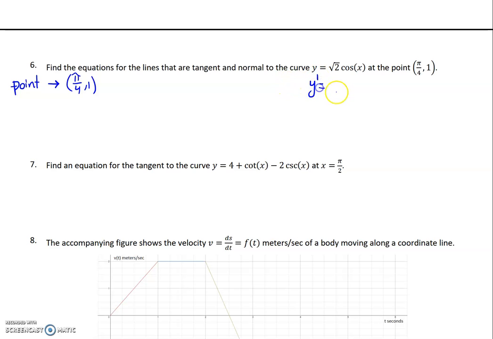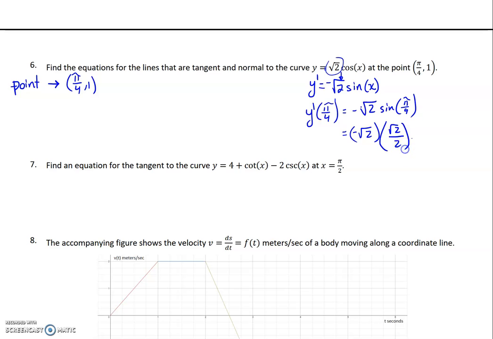We're going to take the derivative. Our derivative here is going to be negative root 2 times the sine of x. Remember, whenever we have a constant out in front, we can just rewrite it. If you want to use the product rule, by all means, go ahead, but you're kind of just spending some time you don't need to. This y prime of pi over 4 is going to give me the slope of the tangent line. The sine of pi over 4 is just root 2 over 2. So this is negative root 2 times negative root 2 over 2, and that's just going to give me an answer of negative 2 over 2, or just negative 1.